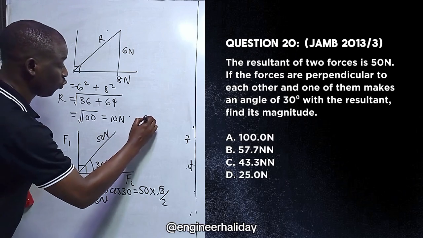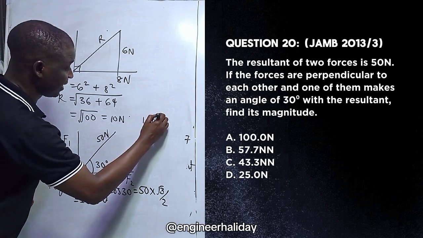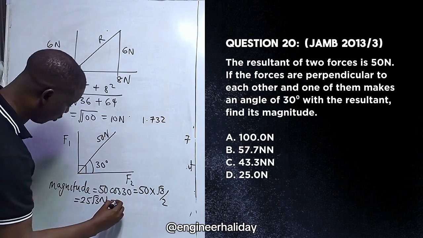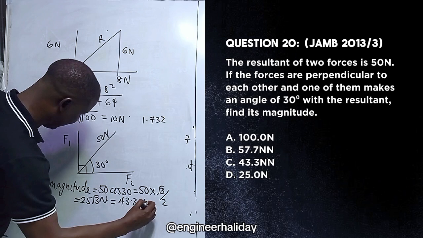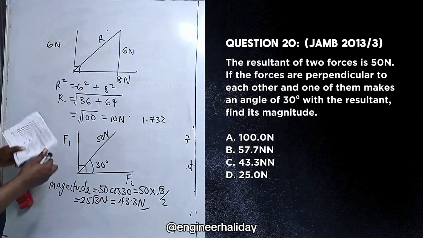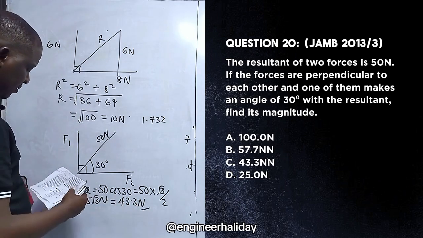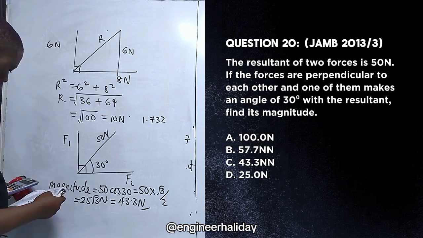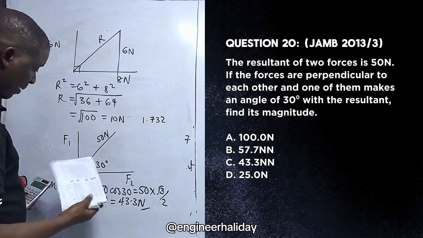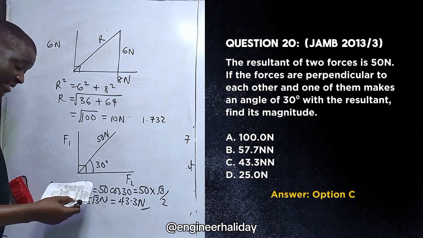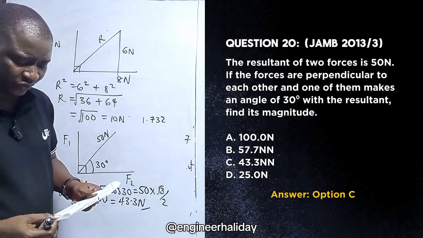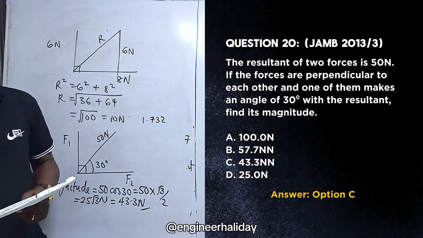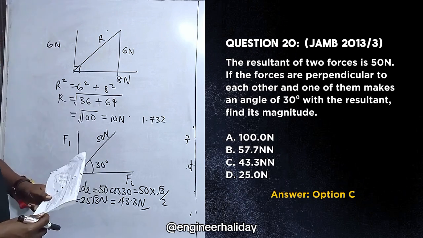25 root 3 Newton is the same thing as 25 times 1.732, something like that. So if you multiply by 25, I would have 43.3 Newton. That is what I want to have. You can try it and confirm it. So you have 25 times root 3. So I'm correct, calculation wise. So option A is 100 Newton, B 57.7 Newton, C 43.3 Newton, D 25 Newton. So the answer is C.